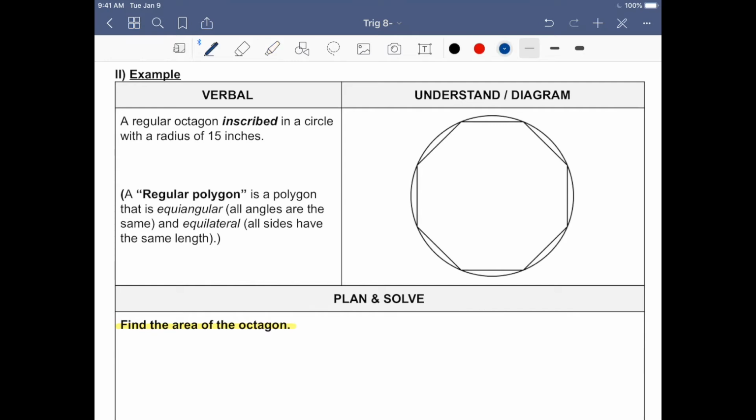So if I break things up, I first need to identify where the center is. So I'm going to do my best to approximate it right here. Just for diagram purposes, know that you're trying to find the center. I'm going to call it C. And I'm going to draw lines from each vertex of the octagon to the center so I can see these triangles.